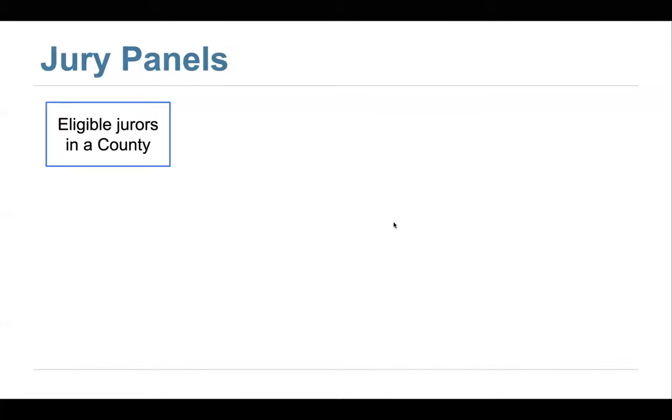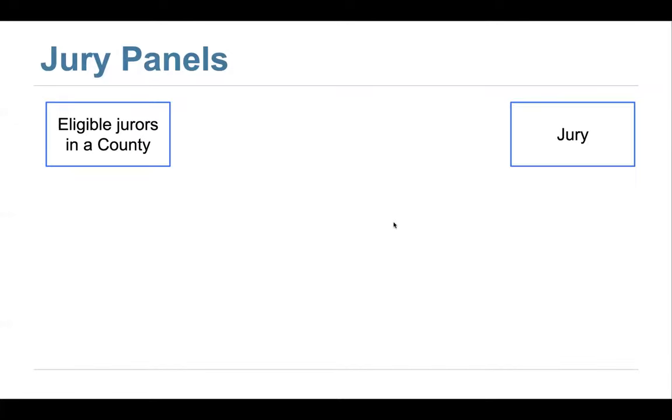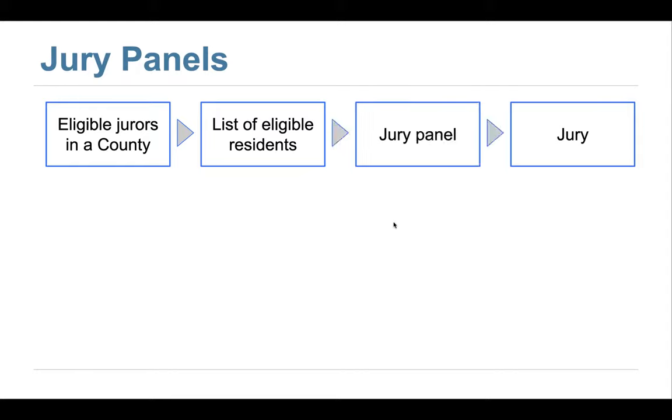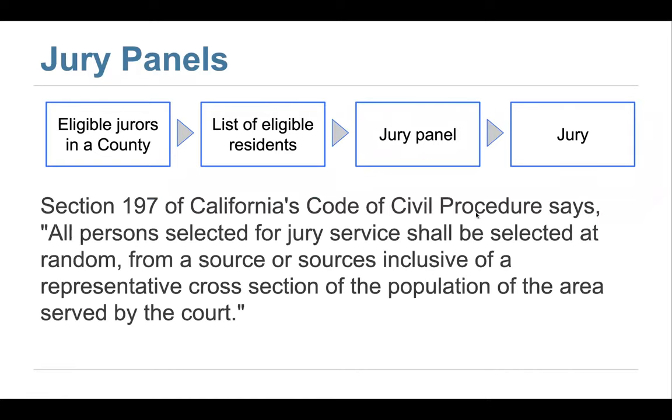So you have eligible jurors in a county, and then that's how you create your jury. So jury is usually created from them. And the actual process where it works is you have your eligible jurors, then you have your list of eligible residents who can actually serve on the jury. Then you kind of get them onto a jury panel, and then you actually determine the jury itself. So that's kind of the typical process.